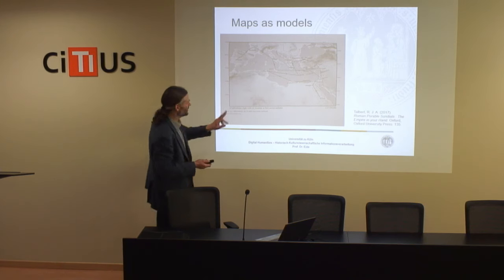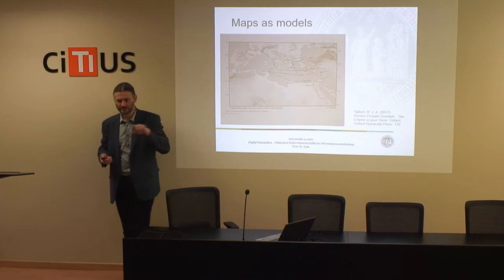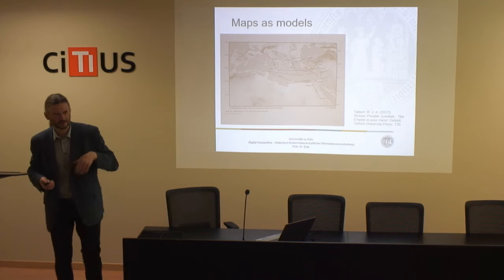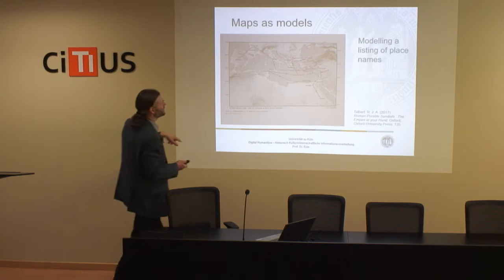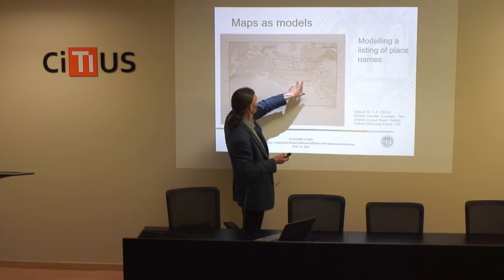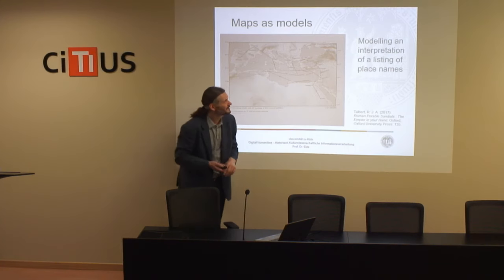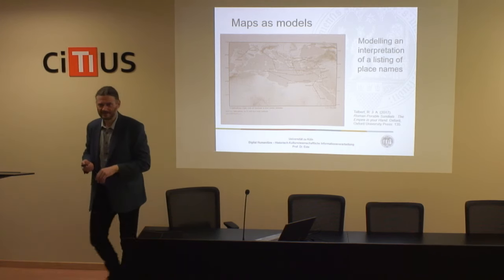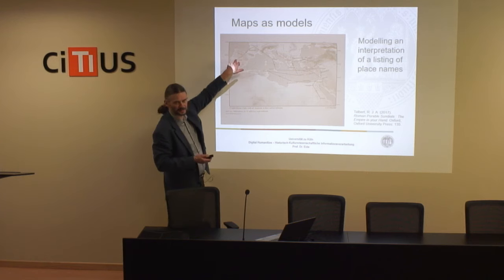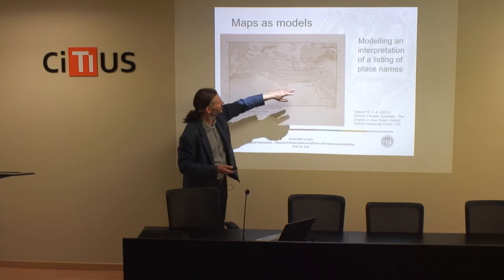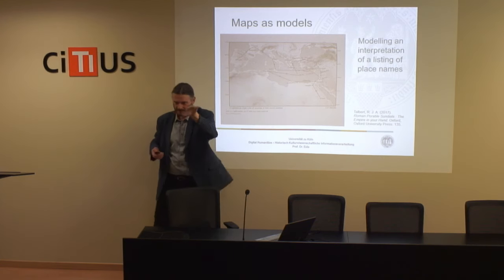So they tended to have lists of place names engraved in the back with coordinates, or at least ordinates. Often they were just anyway. So this is a listing of place names that is modeled on a modern map. Well, it's really an interpretation of a listing of these place names. Where they are put on the map is, of course, a choice made scholarly, but still a choice made by the modeler. And the order is following the order as they were engraved.